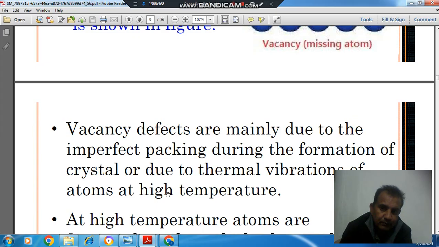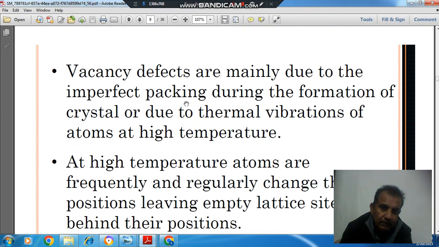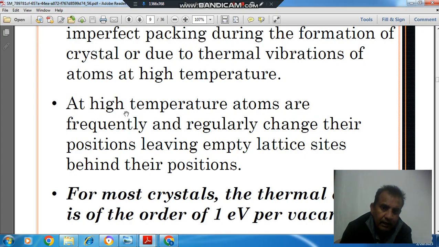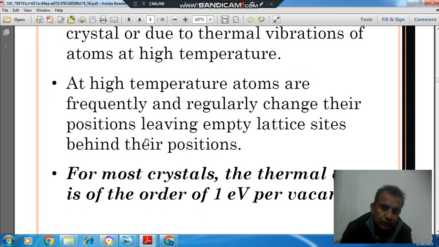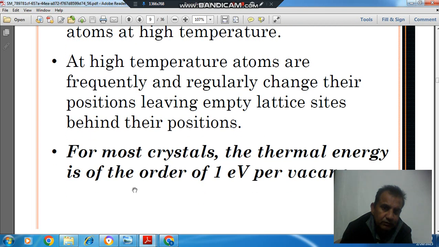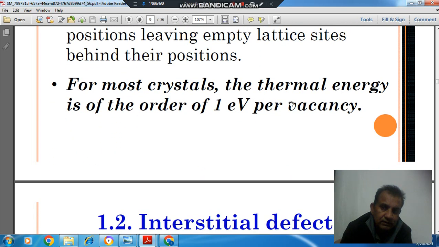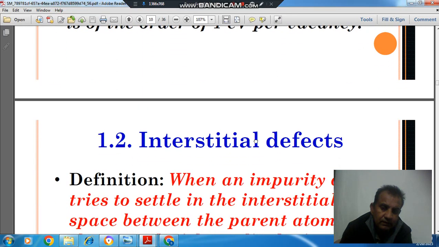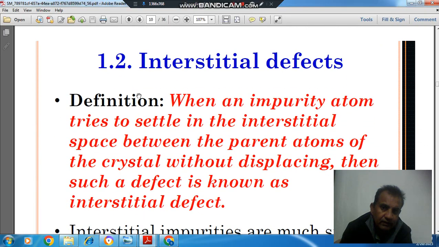Vacancy defects are mainly due to imperfect packing during the formation of crystal or due to thermal vibration of atoms at high temperature. At high temperature, atoms frequently and regularly change their position, leaving empty lattice sites behind. For most crystals, thermal energy is of order of 1 electron volt per vacancy. Next is interstitial defect.